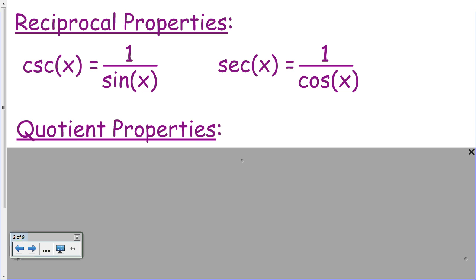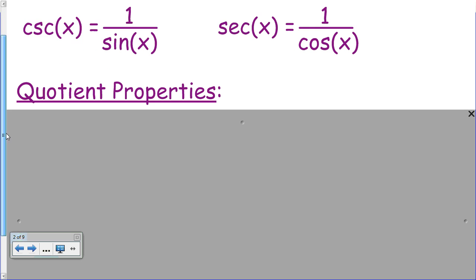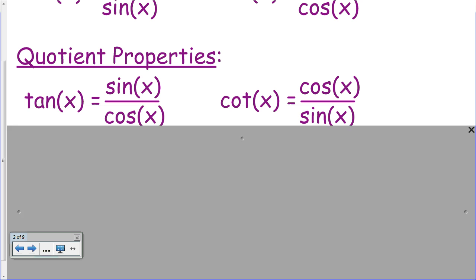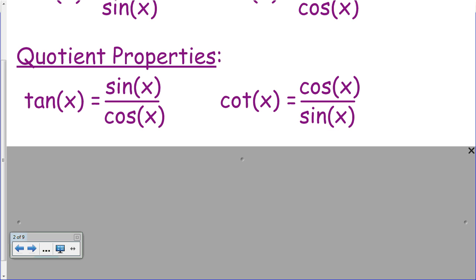Now the other set of properties we're going to work with are the quotient properties. Again, there are actually 4 of these, and we aren't going to use all of them here, so I'm not going to write them all down. But in particular, the 2 that we need to rewrite tangent and cotangent are: tangent of x is equal to sine of x over cosine of x, and cotangent of x is equal to cosine of x over sine of x. So in both cases, I'm able to rewrite tangent and cotangent as a quotient of sine and cosine. I know how to find the derivative of quotients and of sine and cosine, so I should be able to use these properties to help me find those derivatives.